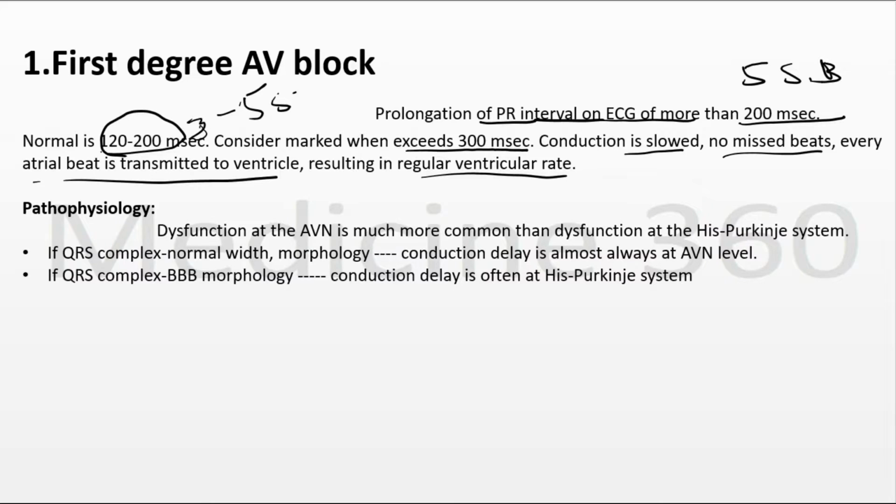So dysfunction of the AV node is much more common than dysfunction of the His-Purkinje system. If the QRS complex has normal width and morphology, then the conduction delay is almost always at the AV node level. And if there is bundle branch morphology or a different morphology of the QRS complex, then the conduction delay is most likely in the His-Purkinje system, as we discussed in the diagram.